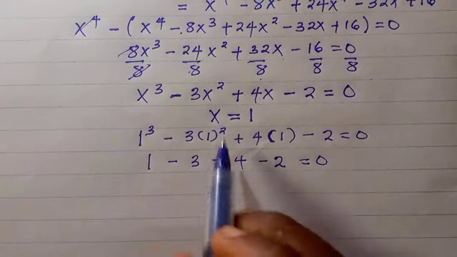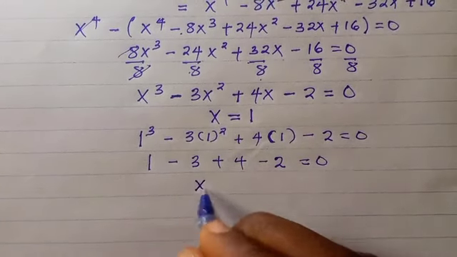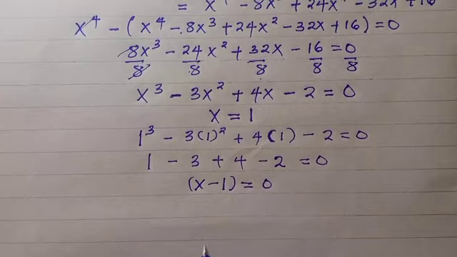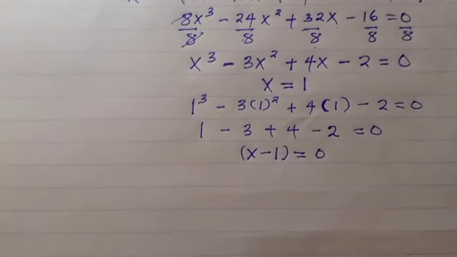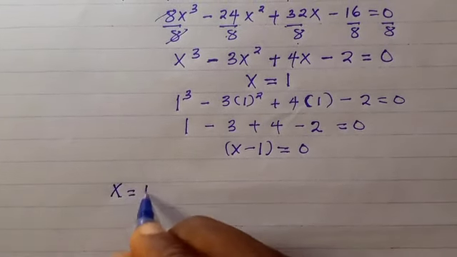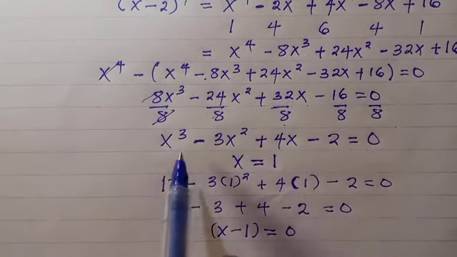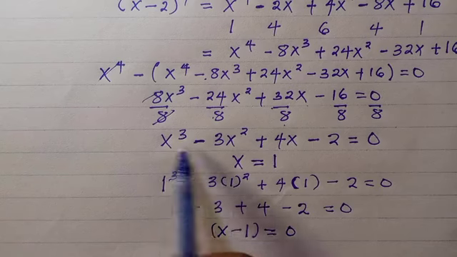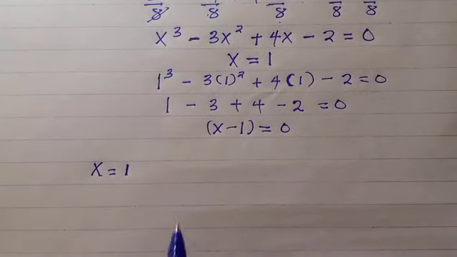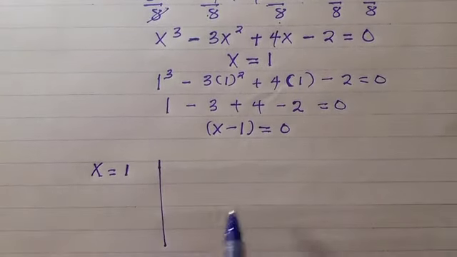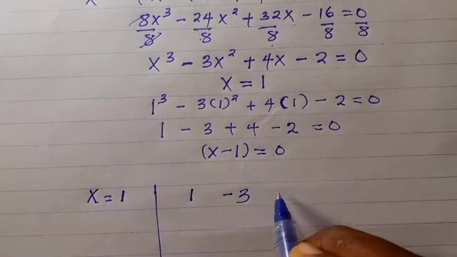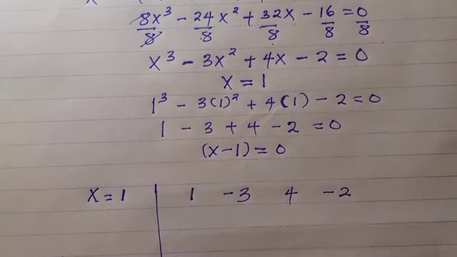Then if x equals 1 is the solution, by taking 1 here, we have x minus 1 equals 0 as a factor of this. To get the other roots, we are going to apply the synthetic division method. With the first root x equals 1, we need to write out all the coefficients: the coefficient of x cubed, of x squared, of x, and the constant value. So for x cubed, we have 1, then minus 3, here is 4, and here is minus 2.